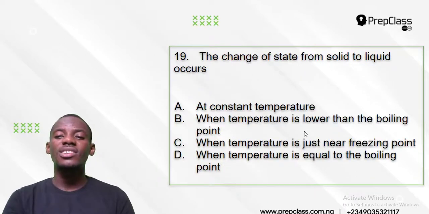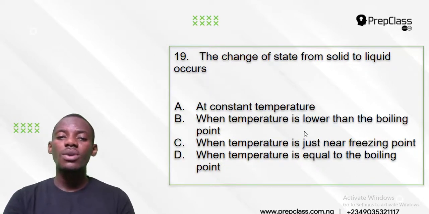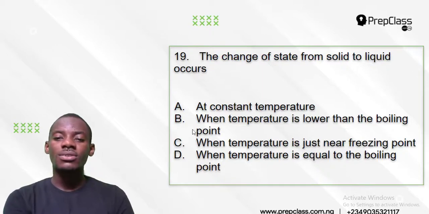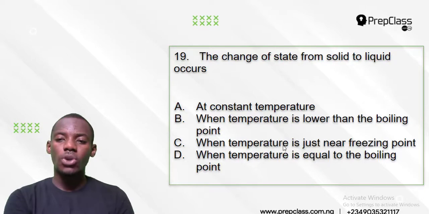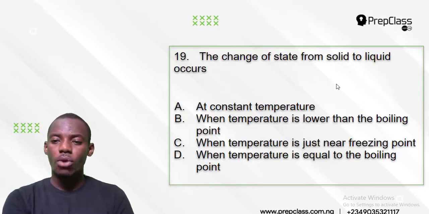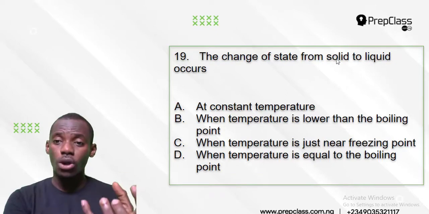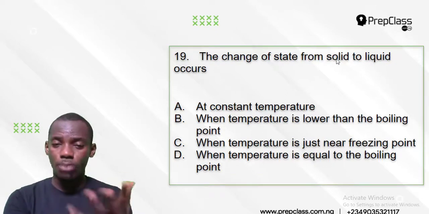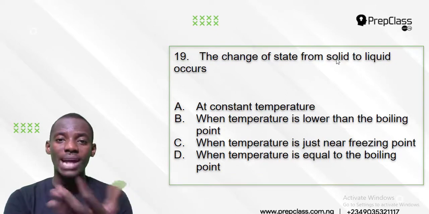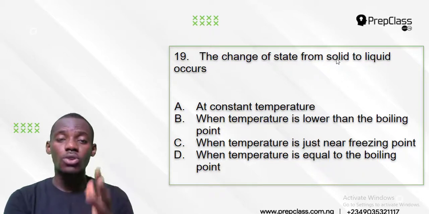Number 19 says the change of state from solid to liquid occurs at what? Is it at constant temperature? When temperature is lower than the boiling point? Well, it has nothing to do with boiling point because it's from solid, like an ice block, to water. It is not when it boils. An ice block will change to water, not at boiling point. So the water doesn't need to boil.